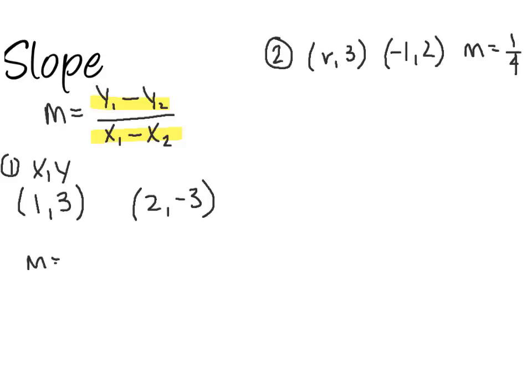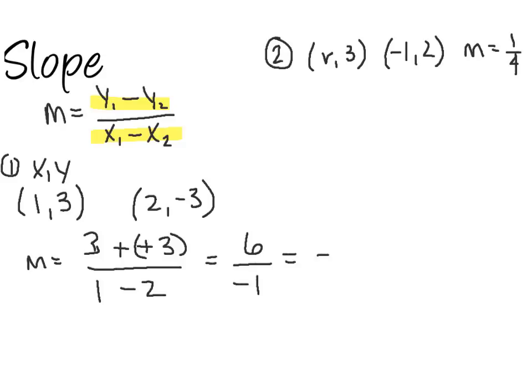3 minus a negative 3 over 1 minus 2. So this changes to a positive. I have 6 over 1 minus 2 is going to give me negative 1, which reduces to a negative 6. So my slope for these 2 points, for the line that passes through these 2 points, is a negative 6.